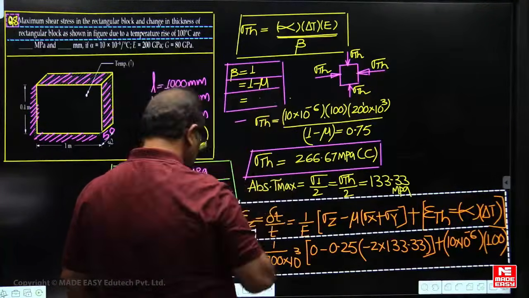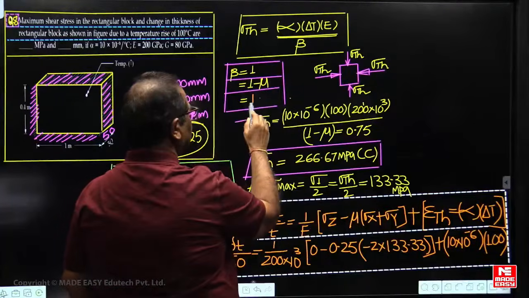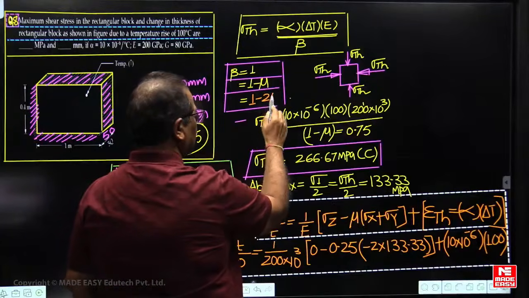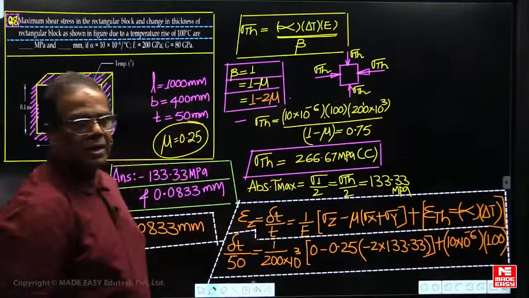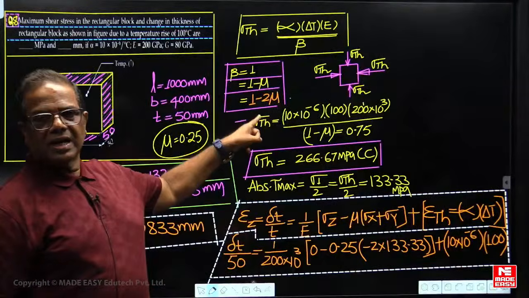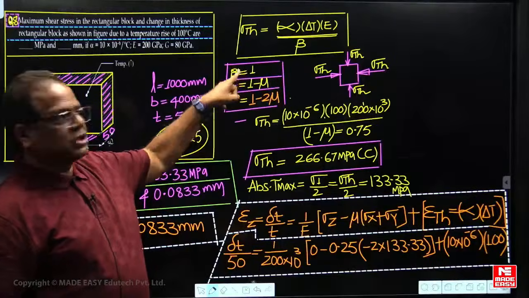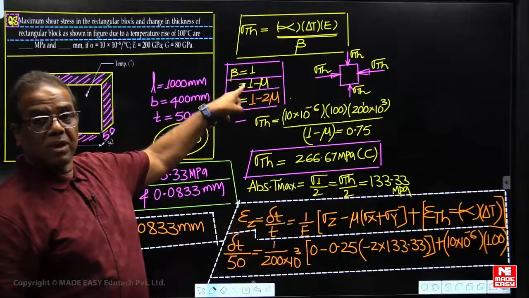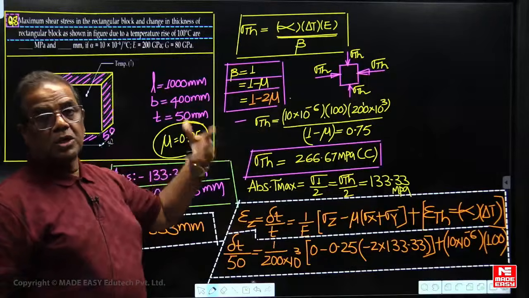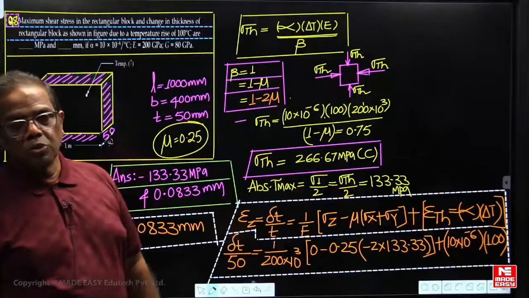मैंने गलत किया था इधर. I had said it correctly but wrote it wrong here. 2 minus mu लिखा था, ये 1 minus 2 mu है. Restricted in 1 direction, 1. Restricted in 2 direction, 1 minus mu. Restricted in 3 direction, 1 minus 2 mu है.